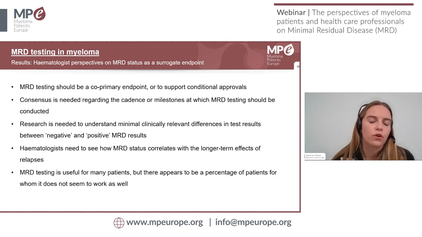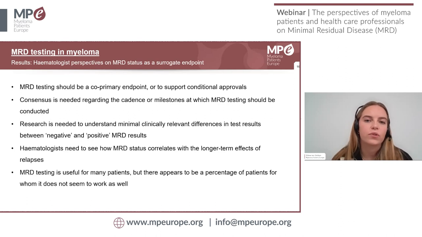Hematologists also saw a role of MRD testing in clinical trials, especially as an opportunity to make new treatments available sooner, but also showed some concerns. They stated that MRD testing should be a co-primary endpoint or support conditional approvals, but that larger and longer trials are needed to validate MRD as a surrogate endpoint. And consensus is also needed regarding when and how often MRD testing should be conducted.